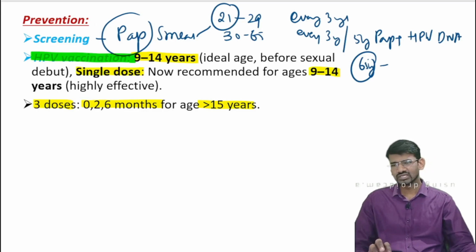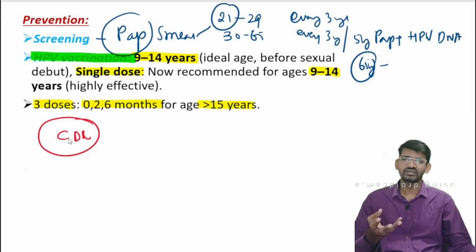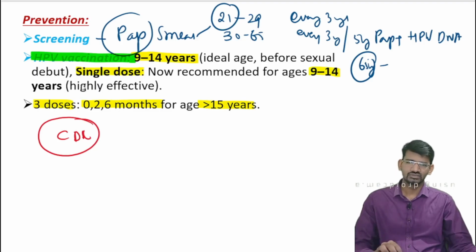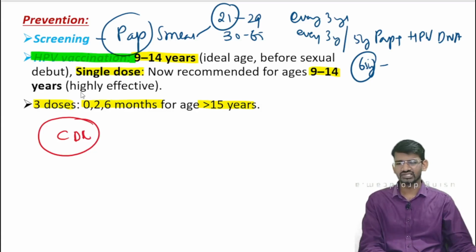So this is usually recommended by the CDC. This varies in different countries. They have their own recommendations for giving the HPV vaccination. Ideally, a single dose is considered for the 9 to 14 years age group, or else after 15 years, a minimum of three doses will be given 0 to 6 months apart. So this is about the HPV vaccination.